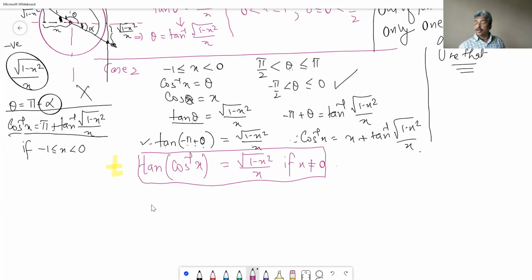Okay, so I have 10 more minutes. Let me give you the final one and then one part of the story is over. Express tan inverse x in terms of cos inverse.